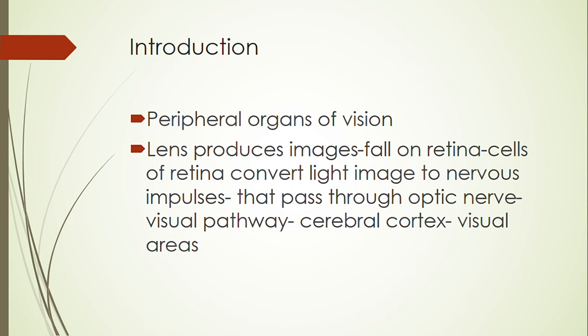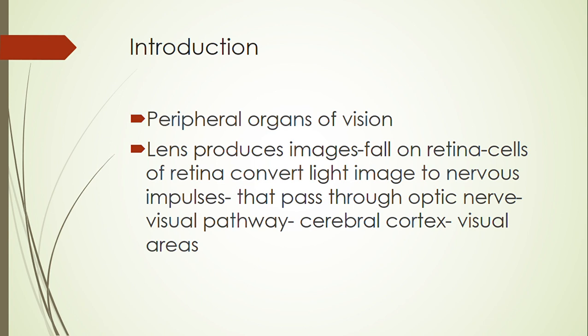That is, all other organs or structures concerned with vision are present inside, like the optic nerve, optic pathway, optic chiasma, cerebral cortex, and the functional visual area, which receives the images or helps in vision. So except the eye, all the other structures are present inside the cranial cavity. The eye is the peripheral organ of vision which can be seen externally.